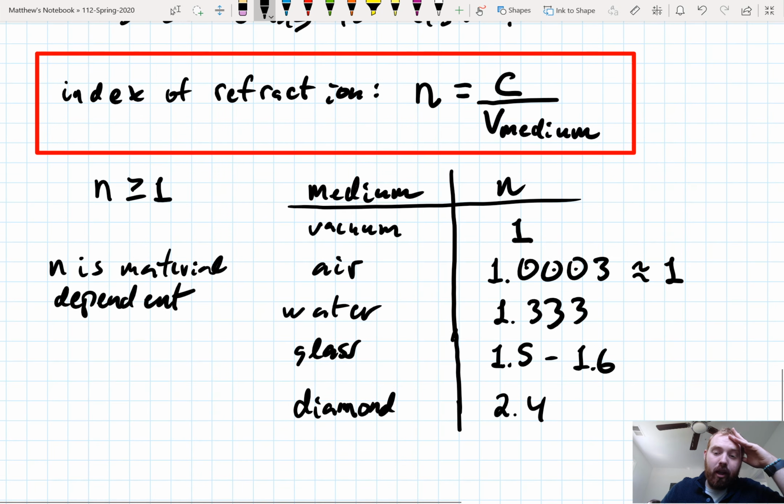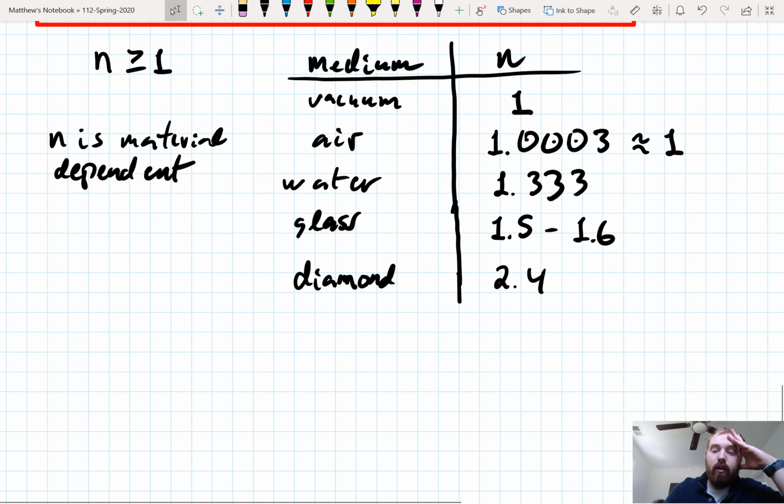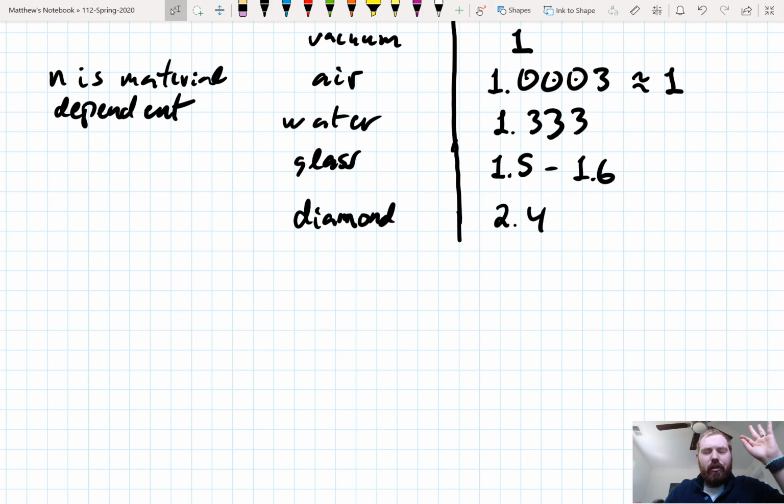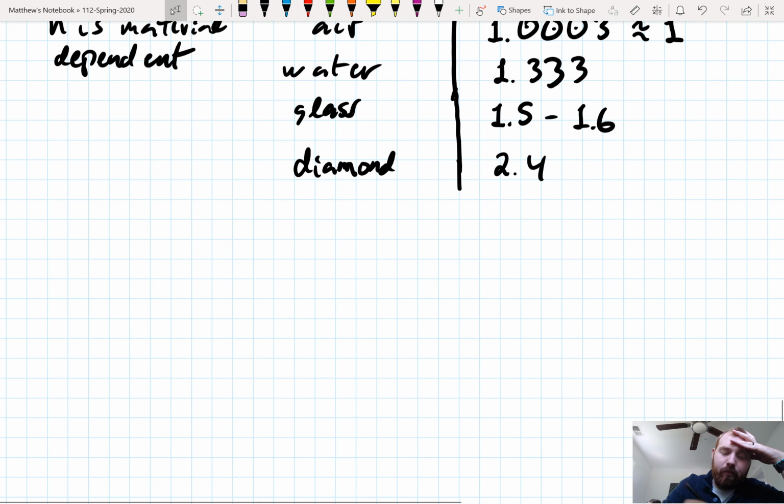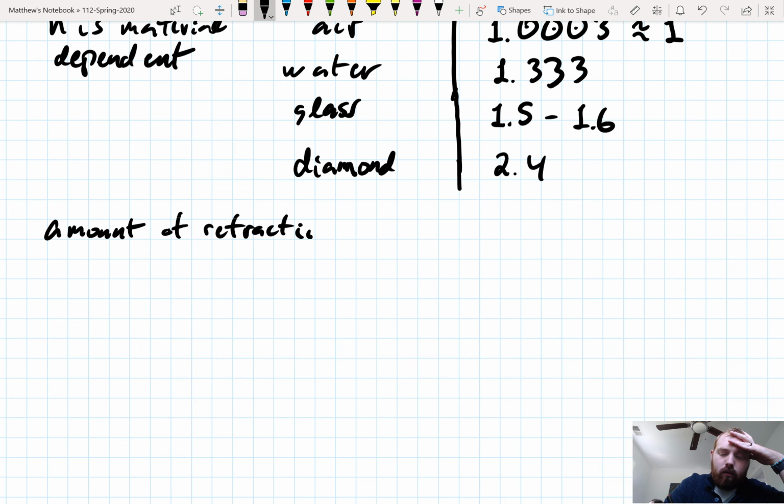So we established that when I'm moving through a medium, my speed changes. Well, now we need to say, hey, we started off with that straw in the glass, and you saw how much the straw was bending. So let's talk about how much it bends. All right, the amount of refraction, that is given by what's called Snell's law.